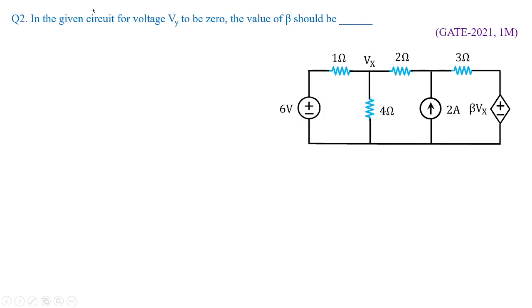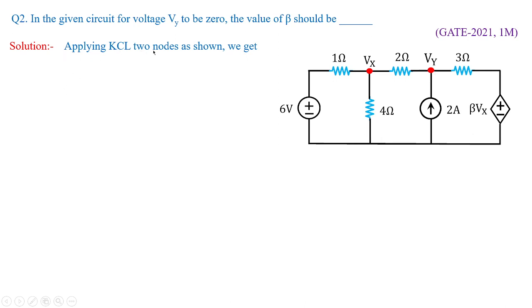In the next problem, in the given circuit, for voltage Vy to be 0, so here the value of Vy is shown, what would be the value of beta? So clearly, beta Vx represents a voltage dependent voltage source, and its dependency is given over 4 ohms, and Vy is assumed to be over this particular node.